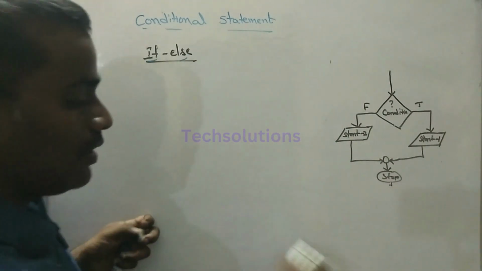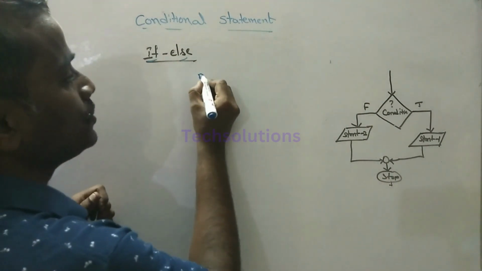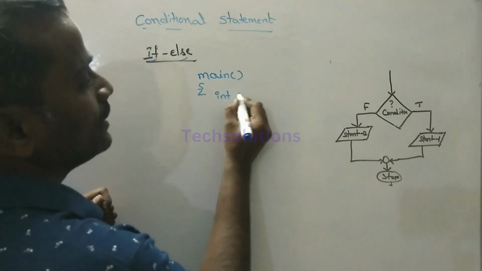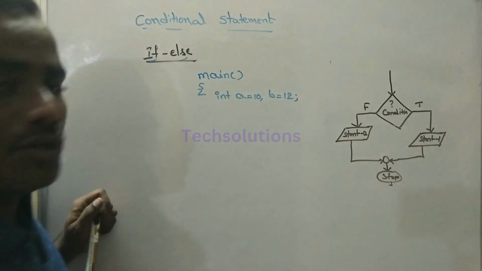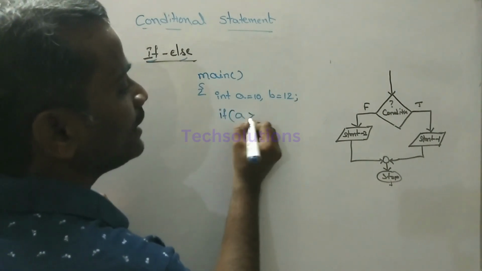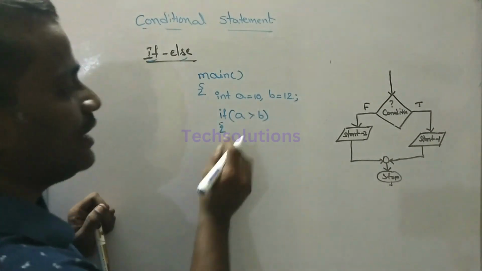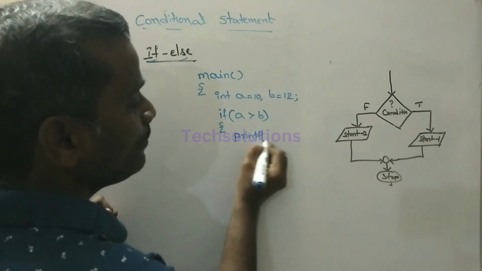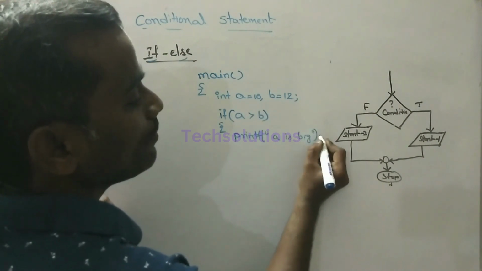Suppose the example is to find the biggest of two numbers. Here I take two numbers. In main, suppose int a is 10 and b is 12. These are the two values I read. Now I check if a is greater than b. Based on my condition, I print f "a is big", because a is greater than b.